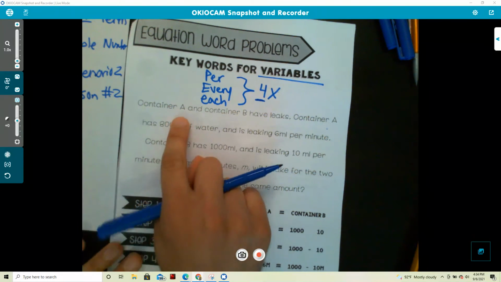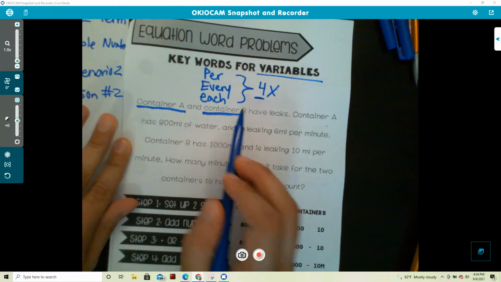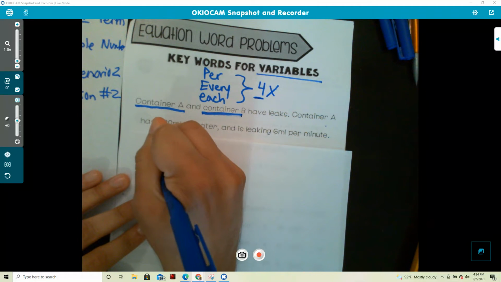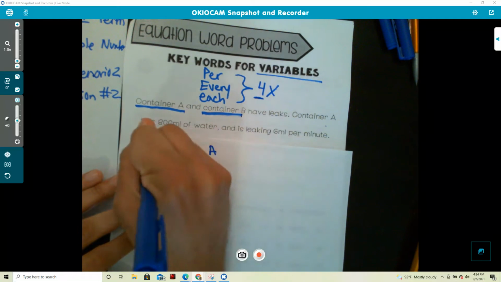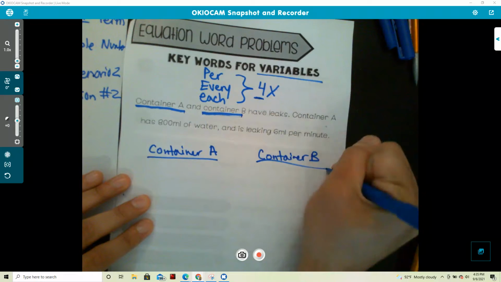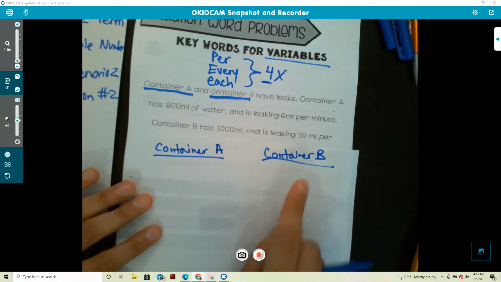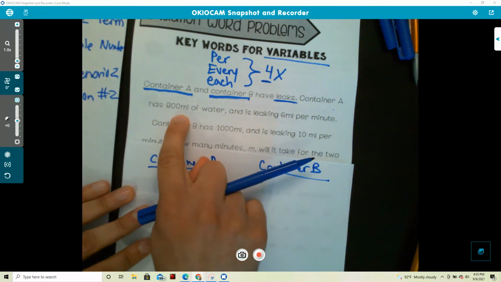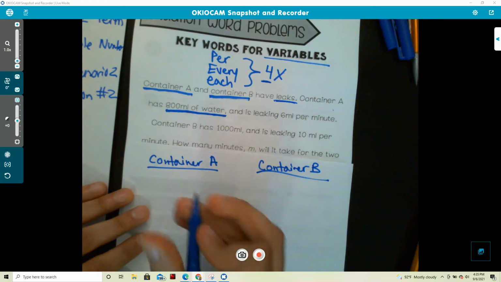So this one says container A, so we're already given our first scenario, and container B, and we're already given our second scenario. So on paper, I'm going to go ahead and write up here container A and container B. I already know I'm going to be comparing two different containers. So these are our scenarios. And they have leaks. Container A has 800 milliliters of water. So I'm going to go ahead and write that in, 800 milliliters of water.